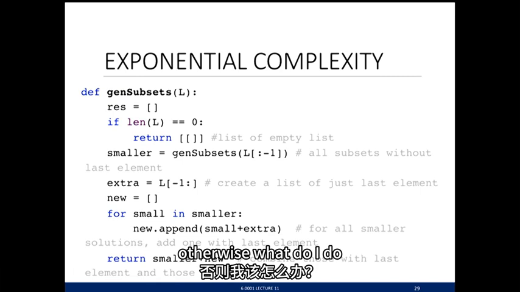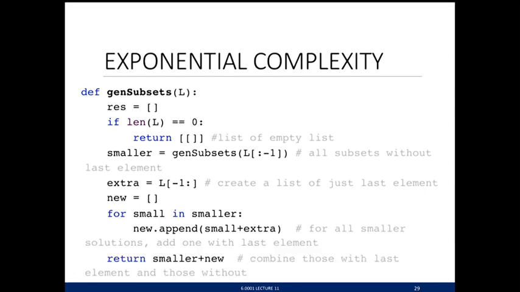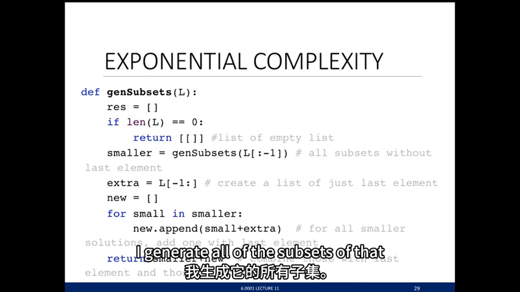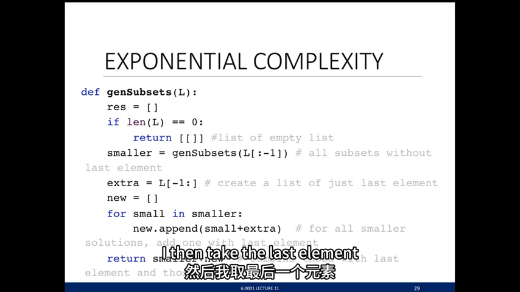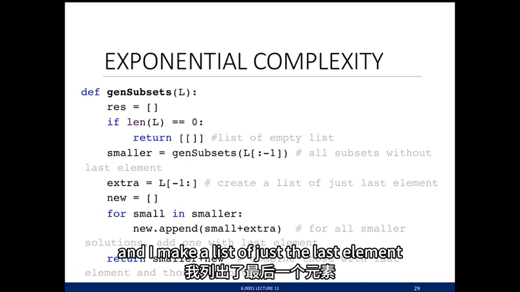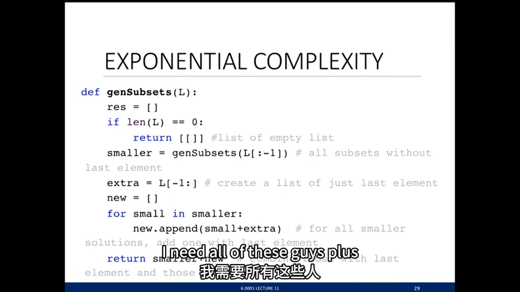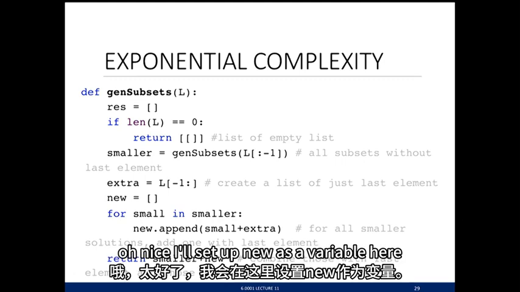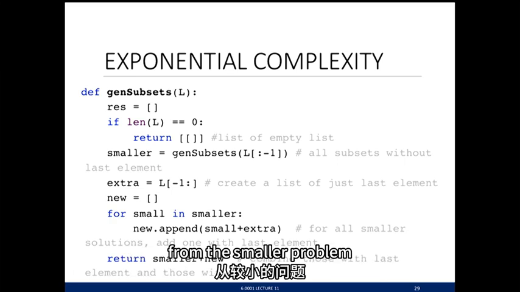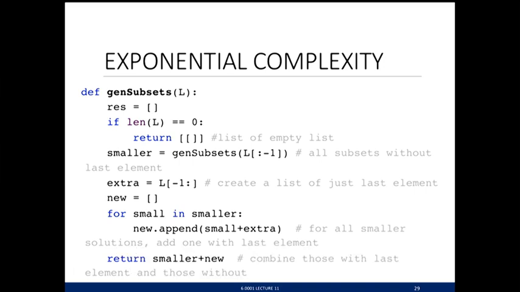Otherwise, what do I do? I take all the elements of the list except the last one, and I call it recursively. I generate all of the subsets of that. I'm going to call that smaller. I then take the last element and make a list of just the last element. What did I say I need to do? I need all of these, plus I need all of them where I add that element in. I'll set up new as a variable here, and I'll loop over all of the elements from the smaller problem, where I add that list to that list, and I put it into new.